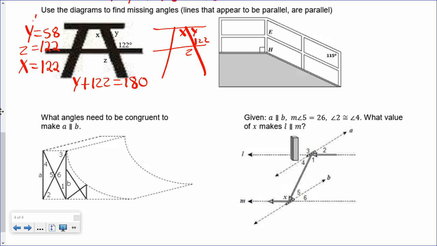Now, in the directions it says you guys can assume that anything that looks parallel is parallel. If I don't give you that prompt, then you cannot assume. So I am allowed to say that these are all parallel, because they look like they are. The directions gave you permission. All right, what transversal might be helpful? Do you guys know where I could draw a transversal? Where? Here?